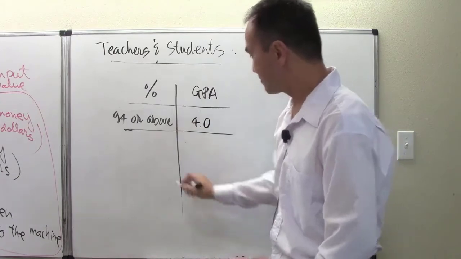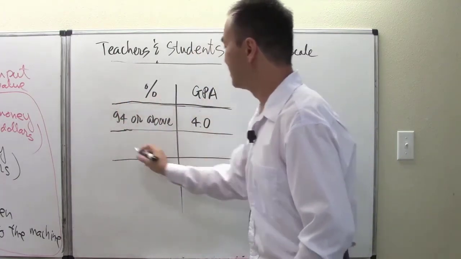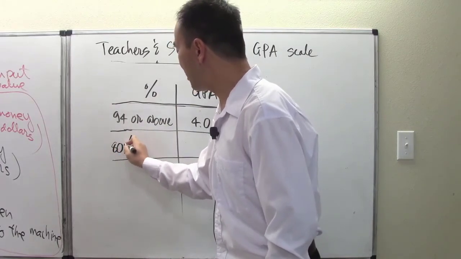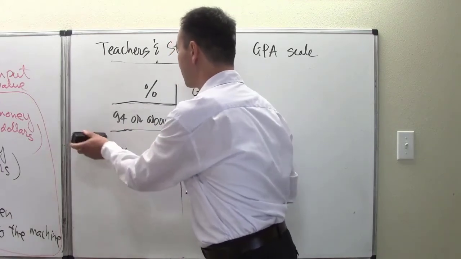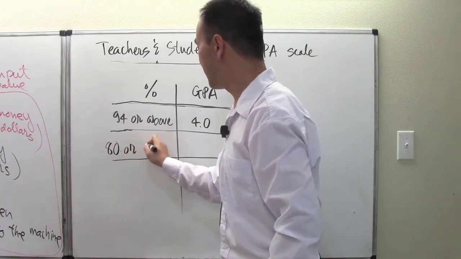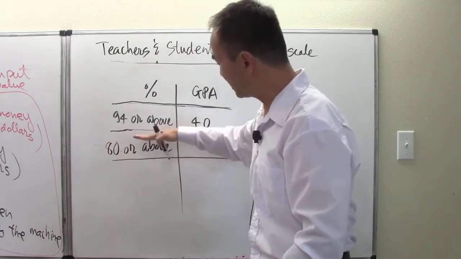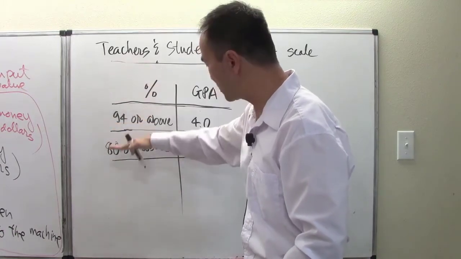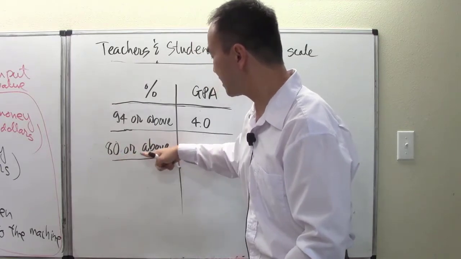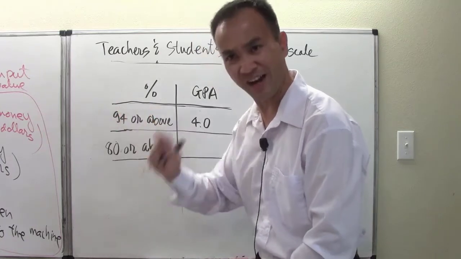Okay, and then the teacher says if you're earning 80% or above. Now I have to be a little bit specific about this. So 80 or above, but 94 or above is a 4.0, and so for 80 or above, that's 80 to anywhere below 94. That's the idea right there.